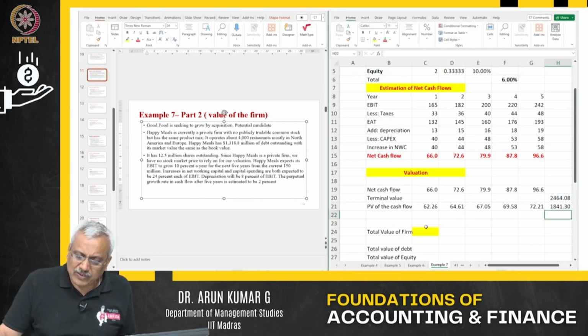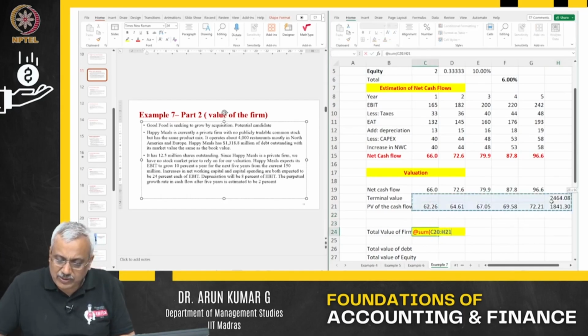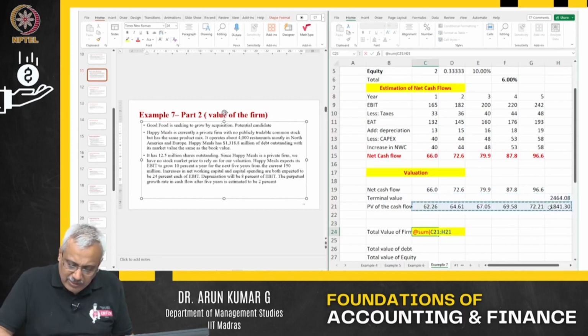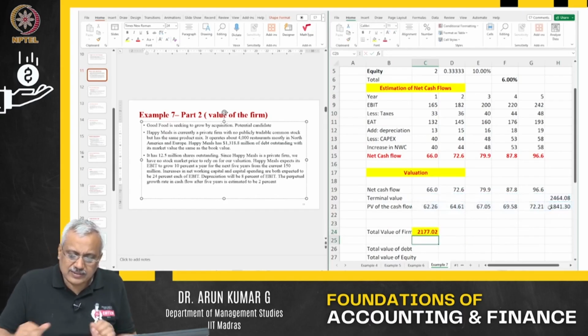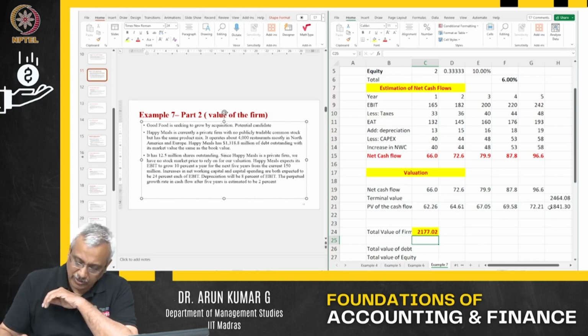So what is the total value of the firm? Total value of the firm is nothing but the sum of all these cash flows that I am going to get out here. That is what we call the total value of the firm. Total value of the firm is 2177.02.